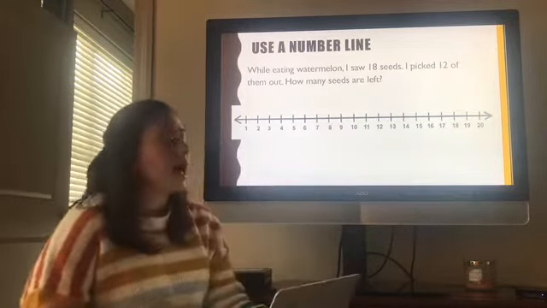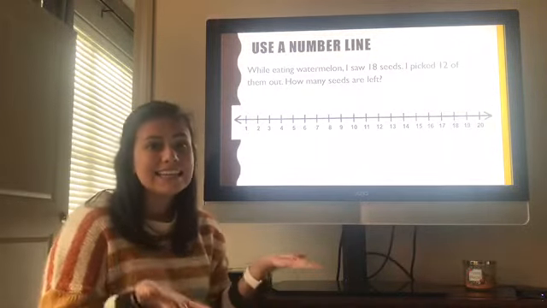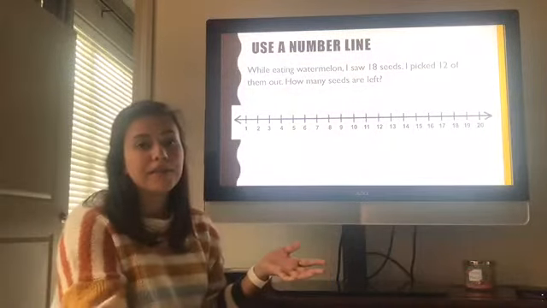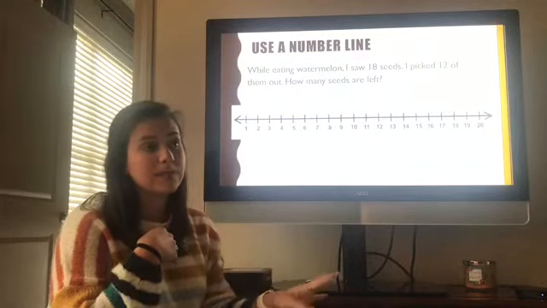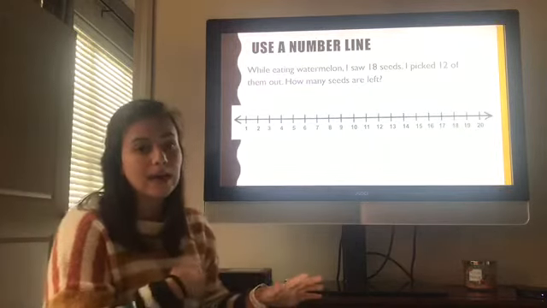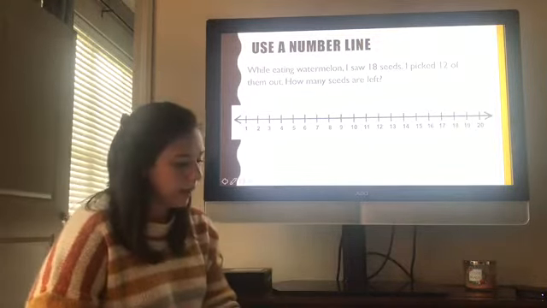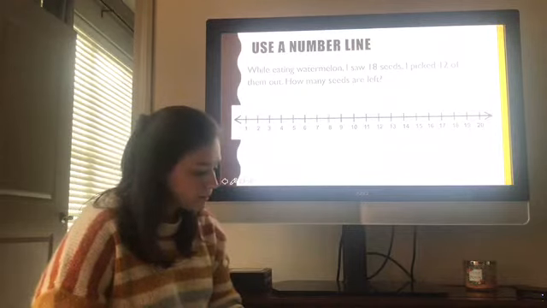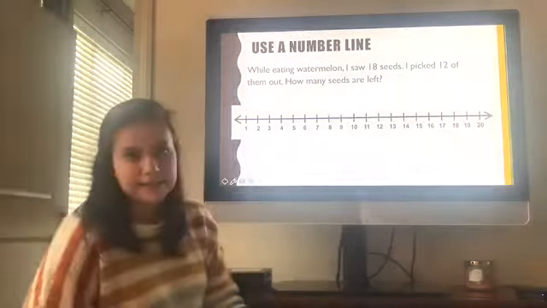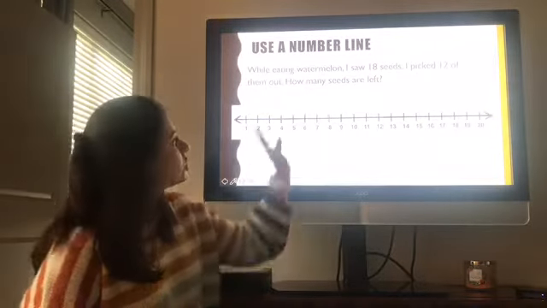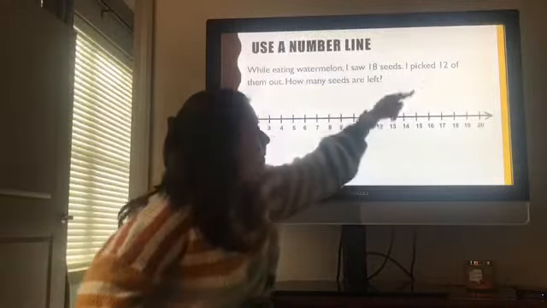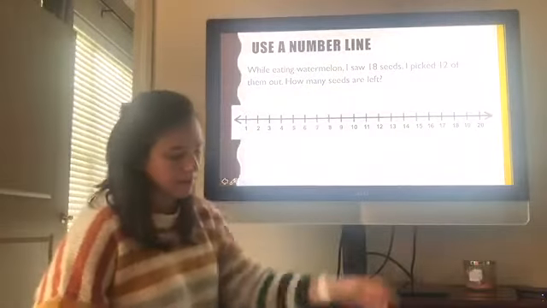So I was eating watermelon, and I saw 18 seeds in my watermelon, and then I picked 12 of them out, and I want to know how many are left over. So since I'm taking 12 away, we would be subtracting, okay? So I am going to start at the number 18 like I did last time because that's the number we're starting with. But this time I'm subtracting, so I'm going to be bunny hopping backwards to smaller numbers, okay?